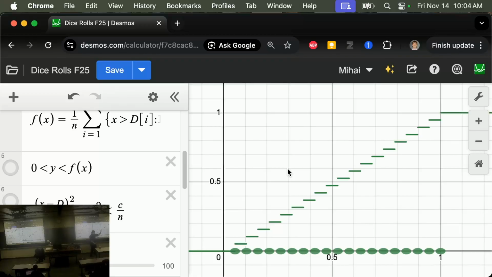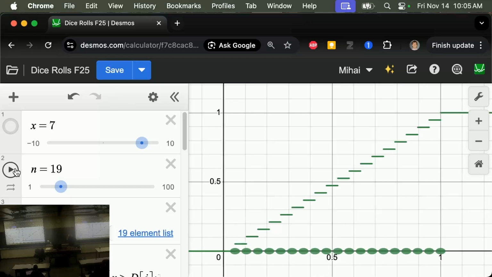This is my cumulative distribution function. What happens as n gets larger and larger? Make a prediction in your head. What happens to the points? What happens to this function as we add more and more? Truly, this is the magic. This is the magic happening here. Here we go.